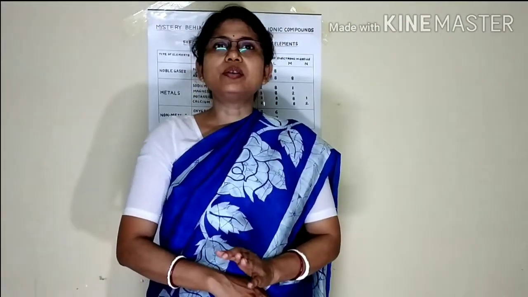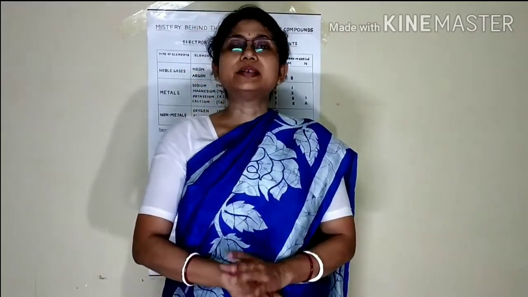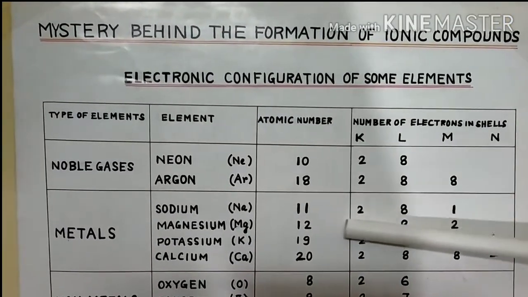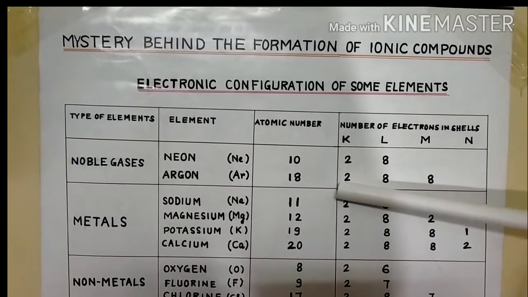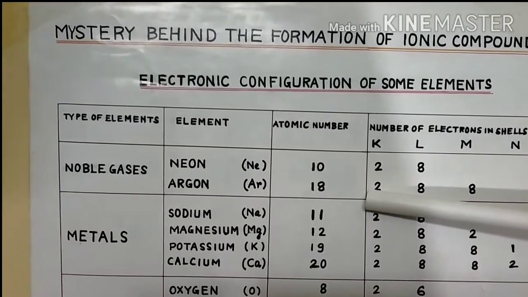Elements consist of mainly metals and non-metals. How do metals and non-metals react? Why do they react? The answer to this question lies in the electronic configuration of atoms of elements. Let us have a look at the electronic configuration of some elements. Here are some elements, and these are their corresponding atomic numbers. Atomic number is the number of protons in the nucleus of the atom, and also the number of electrons.